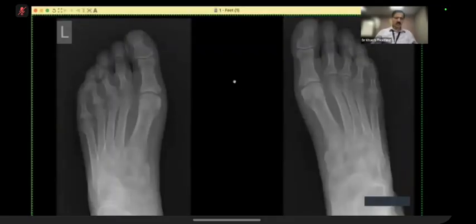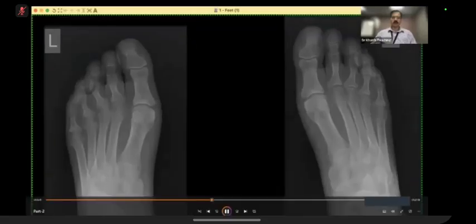Madam, this is a 56-year-old female, chronic pain both feet. Over to you. Okay, I'm presented with an X-ray of both feet of an adult female, presented with chronic foot pain.